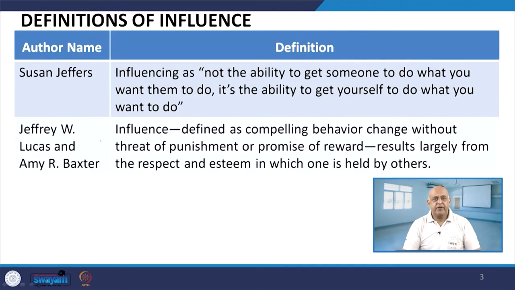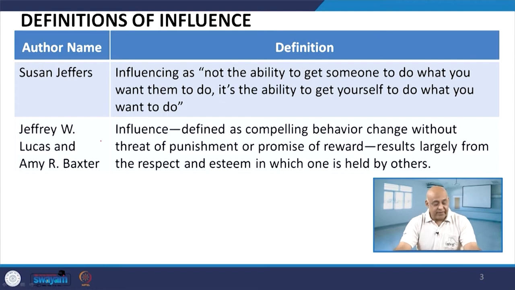Now, whenever we are talking about the definition of influence, are we trying to understand influence? According to Susan, influencing is not the ability to get someone to do what you want them to do. It is the ability to get yourself to do what you want to do. A wonderful definition, and therefore, before influencing others, we should develop the ability in ourselves to influence.